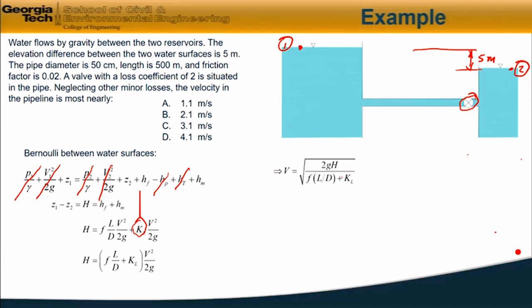So in this case, the unknown is the velocity. Rearranging that equation in terms of the velocity in the pipeline, we have this equation: V is the square root of 2GH divided by FL over D plus KL. Substituting in the values, we have 2, G is 9.81, the elevation difference is 5 meters, the friction factor is given as 0.02, length 500, diameter 0.5, and the minor loss coefficient is 2. So calculating that out, the velocity in the pipeline is 2.11 meters per second. So the closest answer is B.